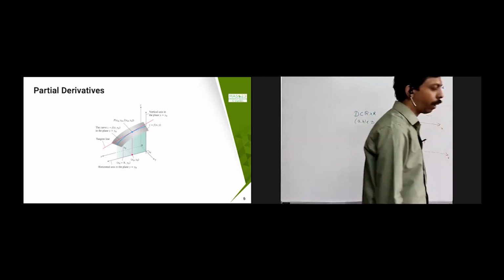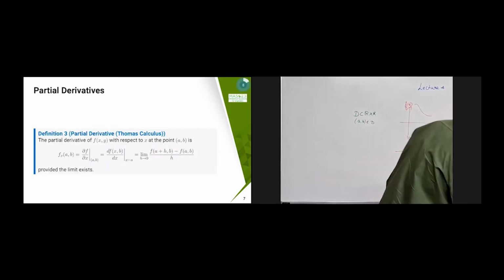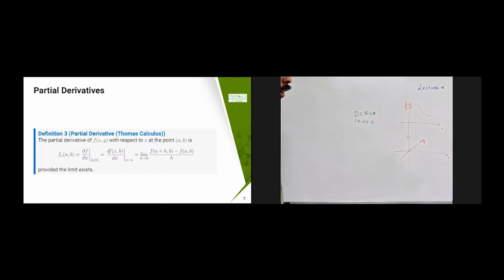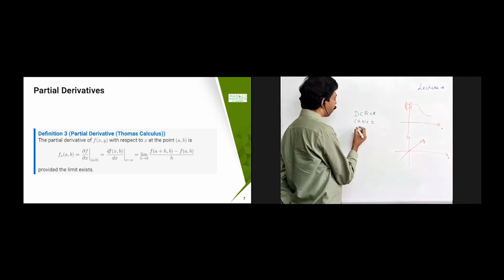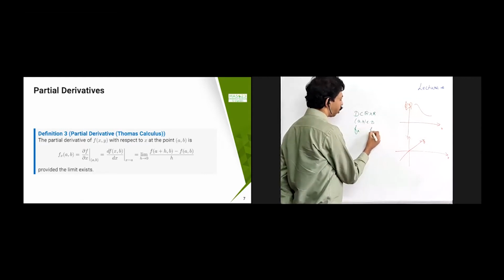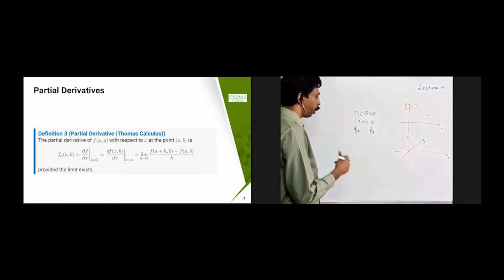Let's see how we define that mathematically also. This is the basic idea. We are going to define the partial derivative of f with respect to x at the point a comma b, which is given here. We are going to find the partial derivative of f with respect to the variable x. Similarly, you have to define the partial derivative with respect to the variable y also.